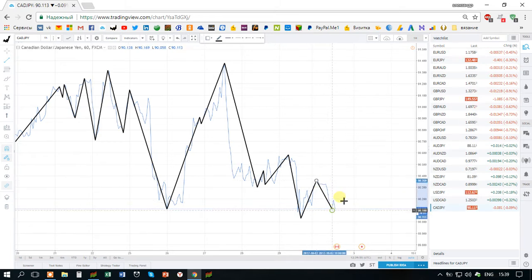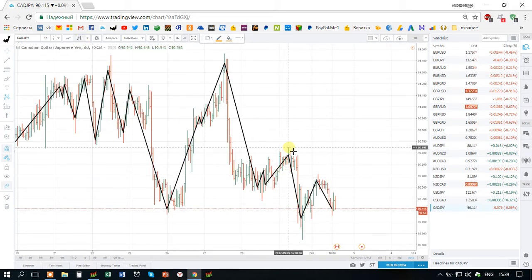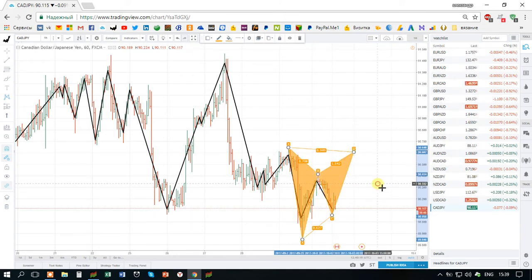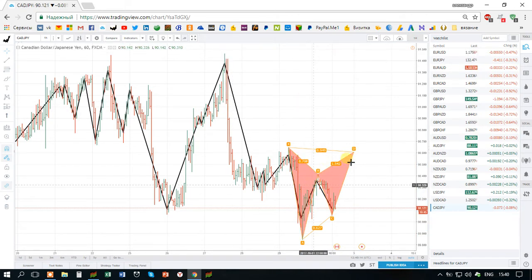Canadian yen, no changes unless we move to the upside and trigger this kind of pattern, like this. X to A to B to C to D, but I doubt that we move there ever. So I will just leave this pattern to remind me that I was looking for a pattern, and if price ever goes higher I will be notified. I can also place an alert here somewhere.